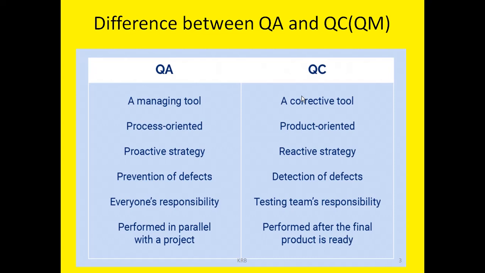As we have already discussed, QA focuses on prevention of the defects, so that the defects should not occur. And QC, if the defects occur, then how we are going to detect and resolve those defects. So QA is basically everyone's responsibility, whereas QC is handled by the testing team. QA is performed parallelly with the development project, whereas QC is performed after the final product is ready.